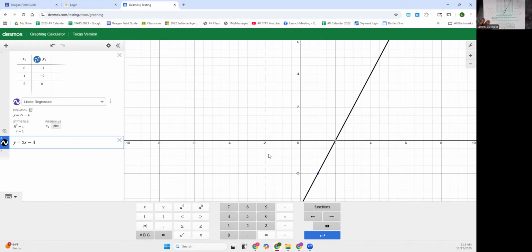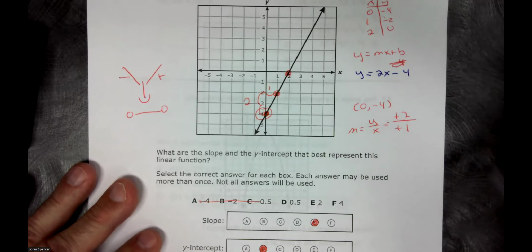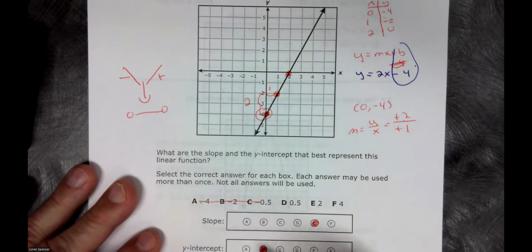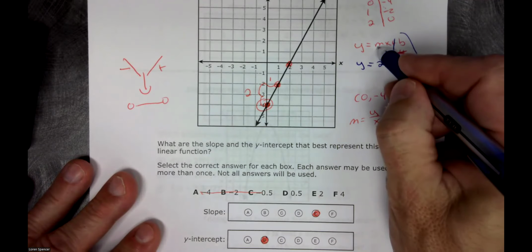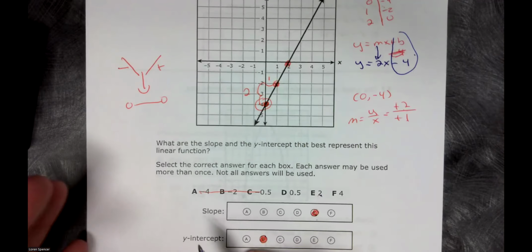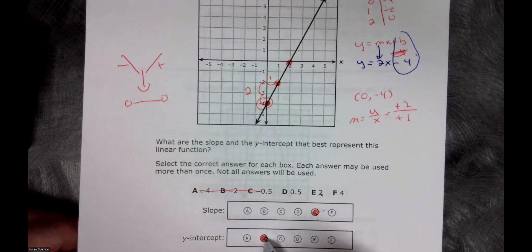And we're going to go back and look at what we originally had. So we have y equals 2x minus 4. There's my y-intercept of -4, which was b. m is my slope, and that's 2, which we wrote there. Okay? So E and B are my answers for 15.